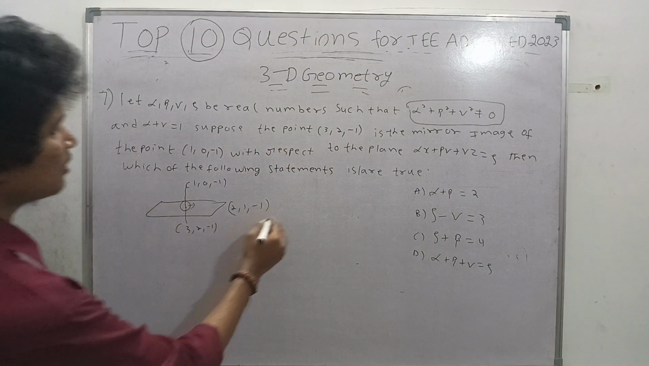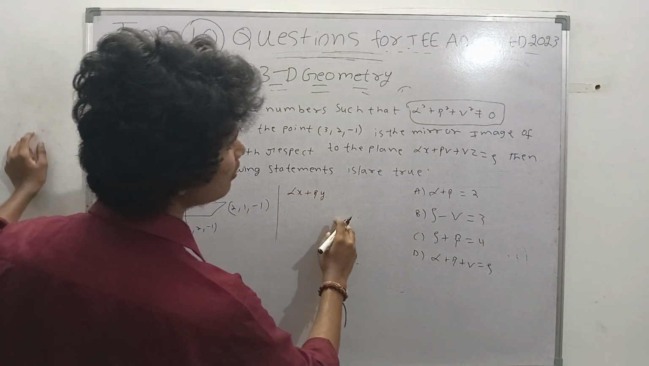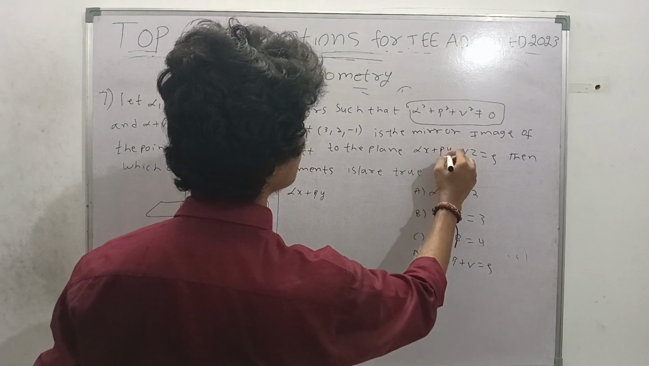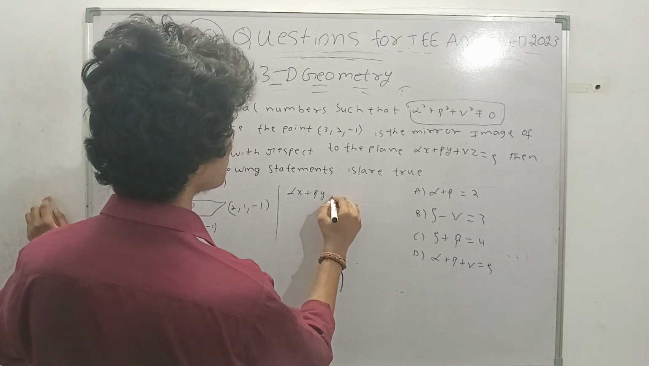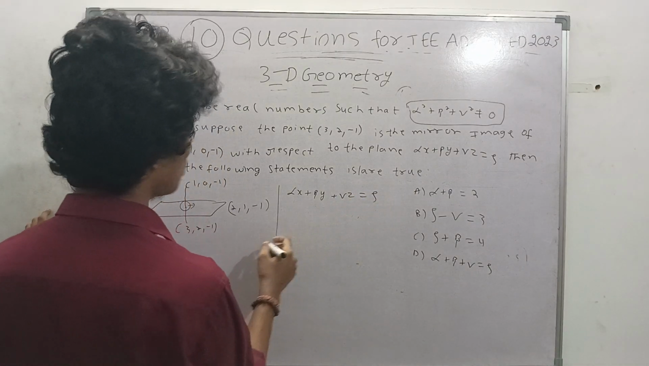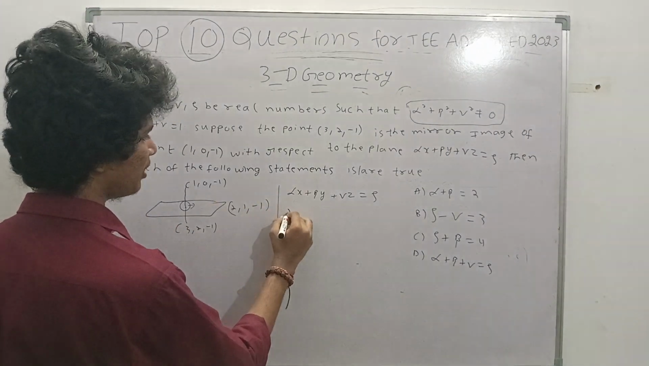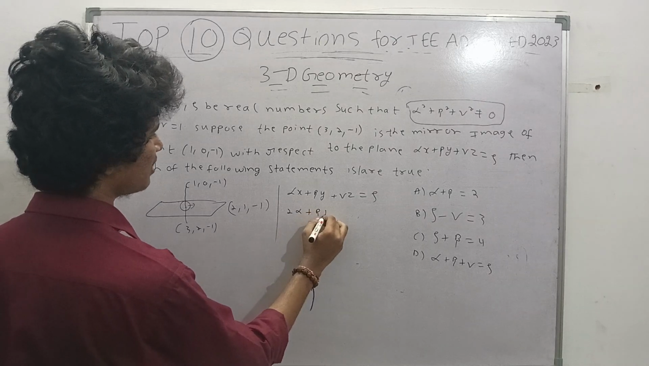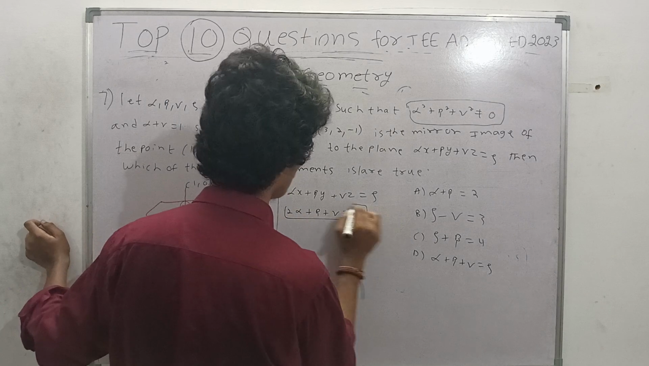What is the plane given? The plane given is alpha x plus beta y, wait, I will check. Yes, it is beta y plus gamma z equal to delta. So this point I have to substitute here. So it will be 2 alpha plus beta plus gamma equal to delta. So I got this relation. This relation is really important to find the unknown values.